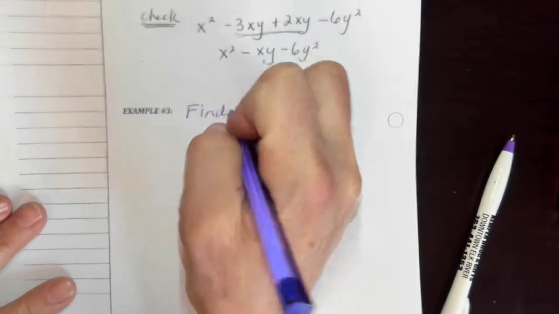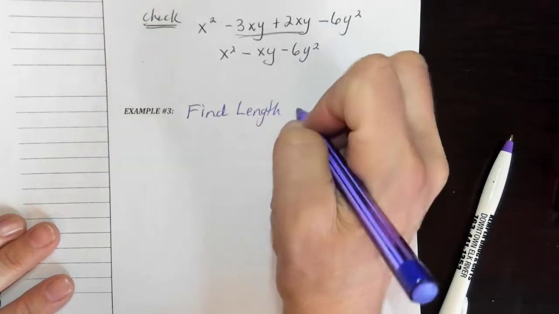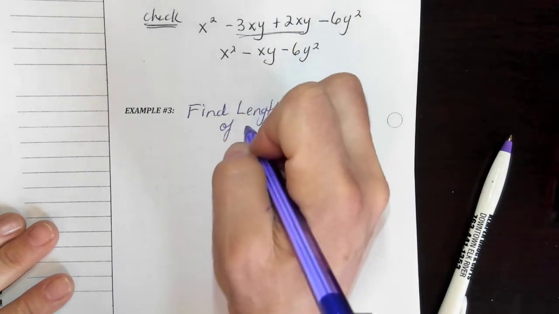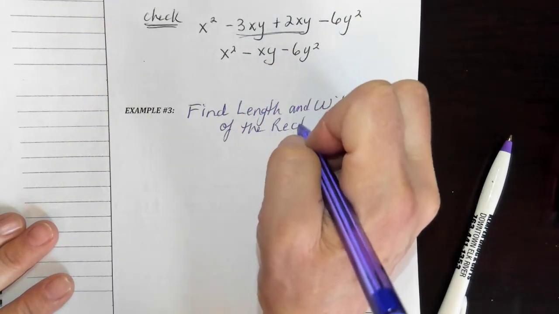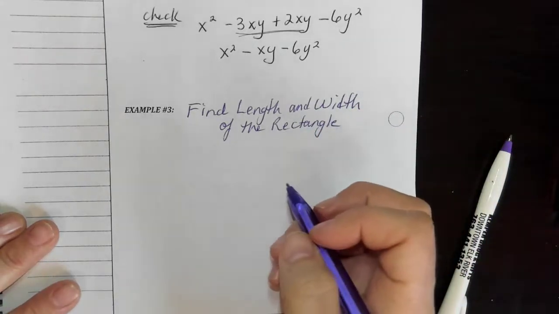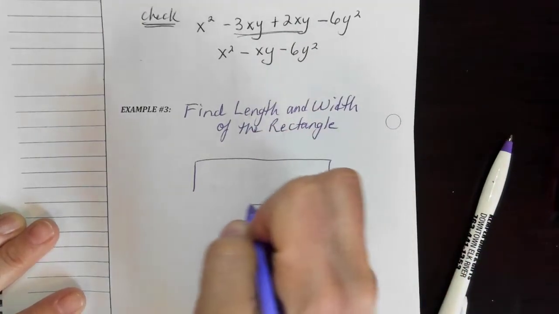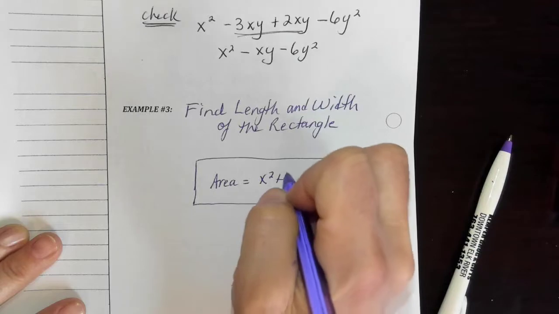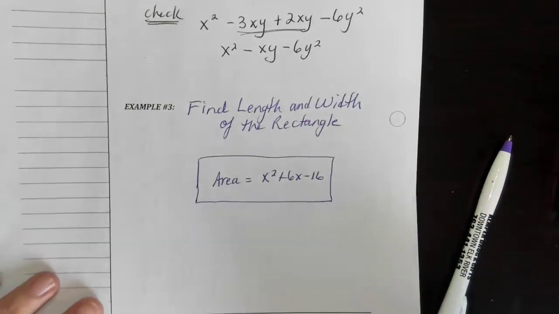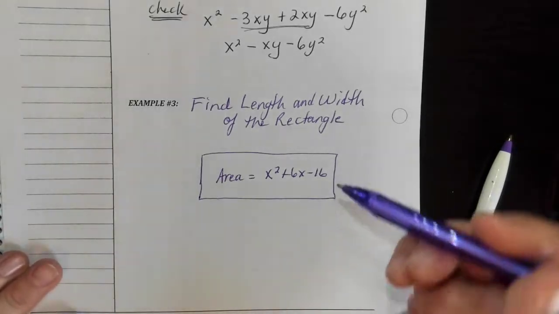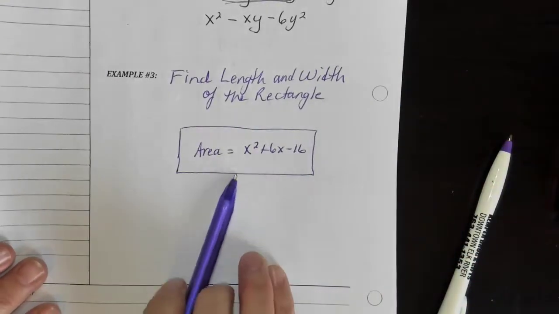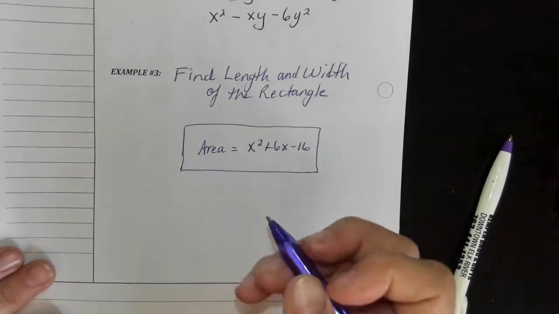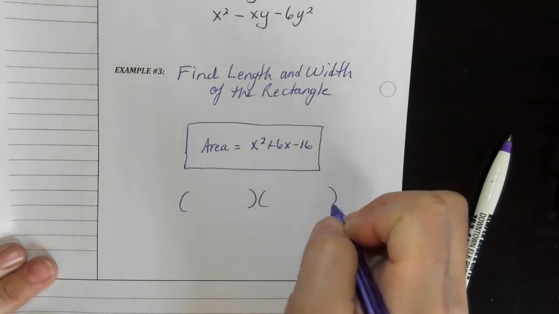In example number 3, we're going to find the length and width of a rectangle. And what they're going to give us this time is the polynomial expression for the area. So I'm going to draw a picture here, and I know that the area of this is equal to x squared plus 6x minus 16. So again, we're trying to find the length, which is the long side, and the width, which is the short side. I want to take this quadratic trinomial and try to break it into two binomials that are being multiplied together.